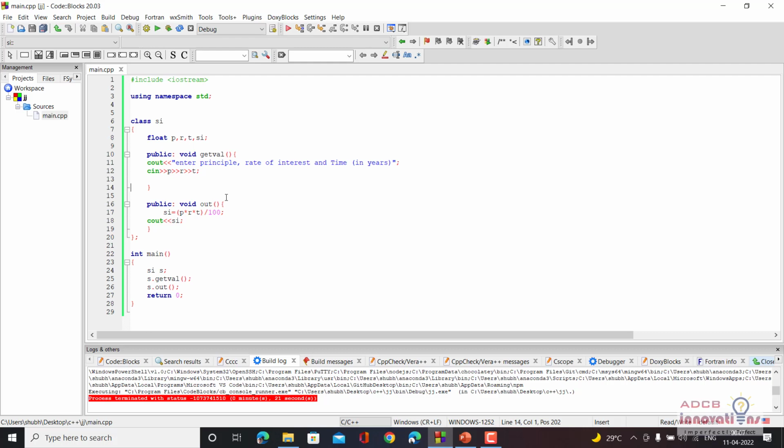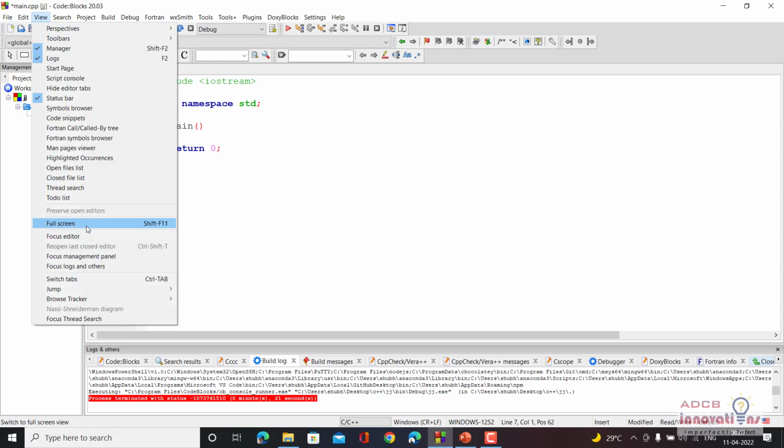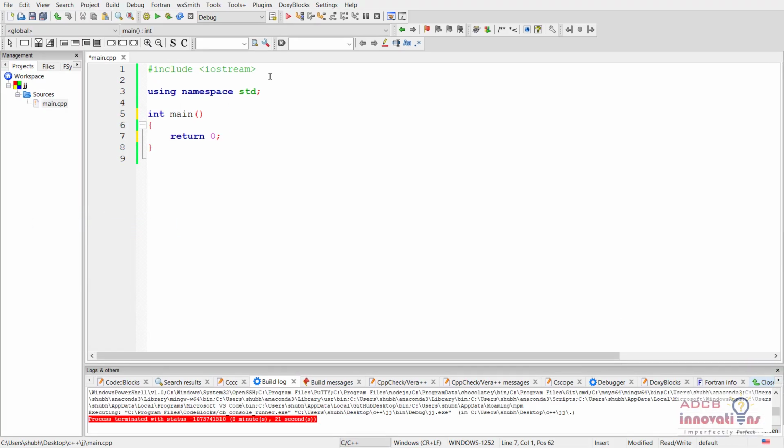Let me just remove the previous program. And let me just increase the size of the text a bit. Okay, so this is our program, this is our main section.